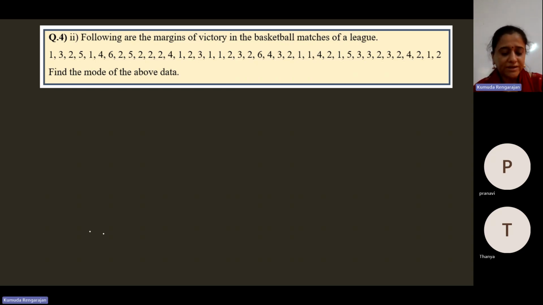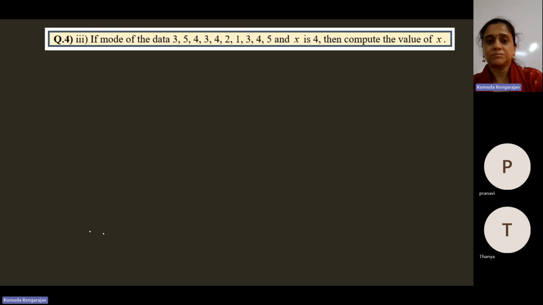I want you to tabulate the data and answer it. You understand? Leave some space for the table. You can find the mode even without making the table, but I want you to prepare the table. I've also shared the question on WhatsApp. Write down the question. This we can answer. It's a simple thing.